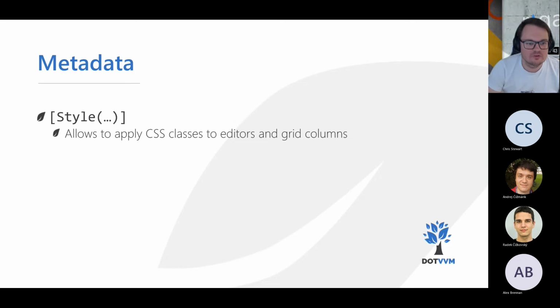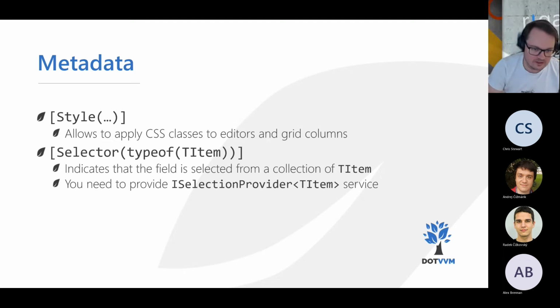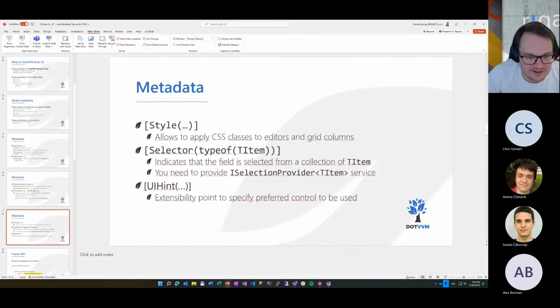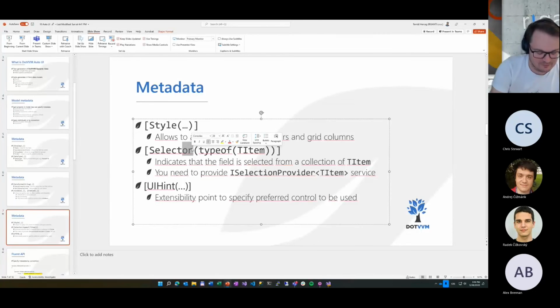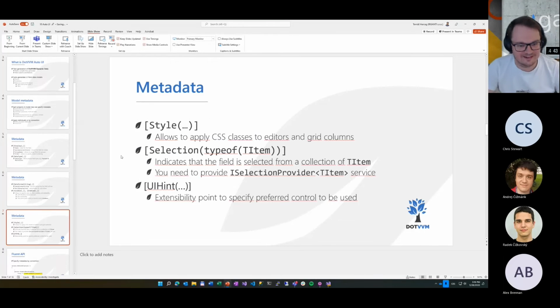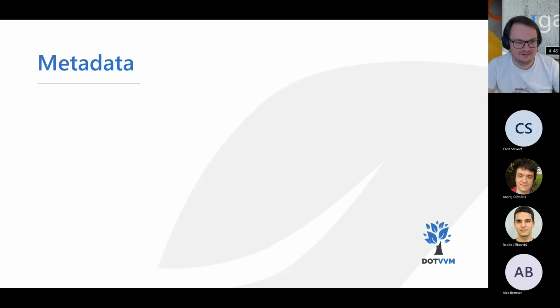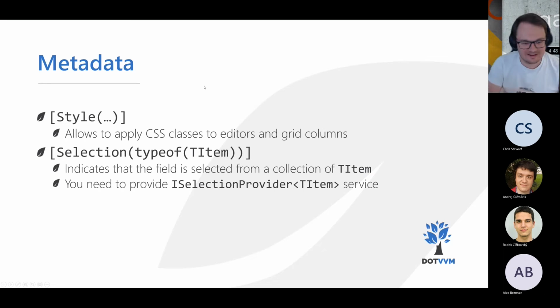The style attribute is also custom. It comes from Auto UI, and you can apply CSS classes to fields and grid columns for that specific property. And we have a selector attribute, or maybe there is a bug. Sorry, there is a bug in the slides because I renamed it to selection 2 days ago, so I forgot to update this in the slides.